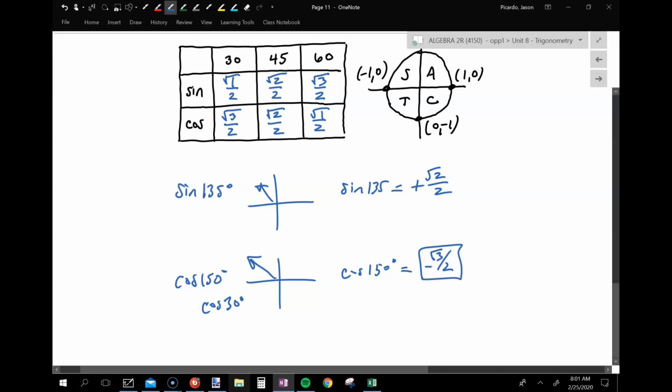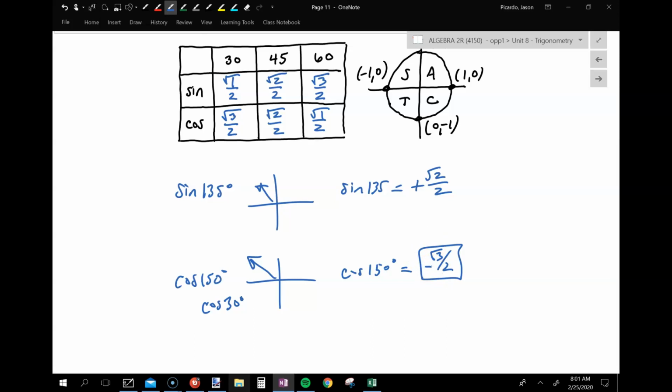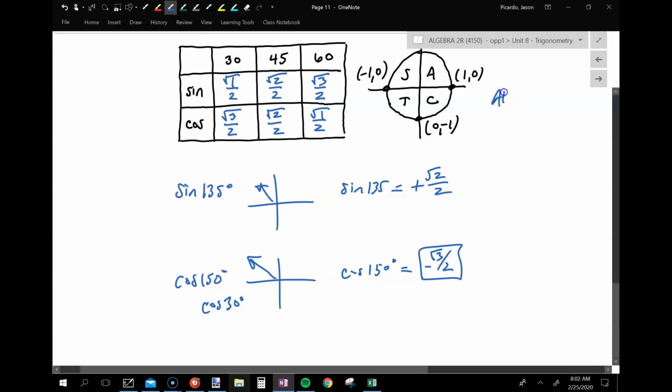Okay, ready? Here's where I'm going to put everything together. These letters, A, S, T, C. Here's a saying I want you guys to remember. All students take classes.